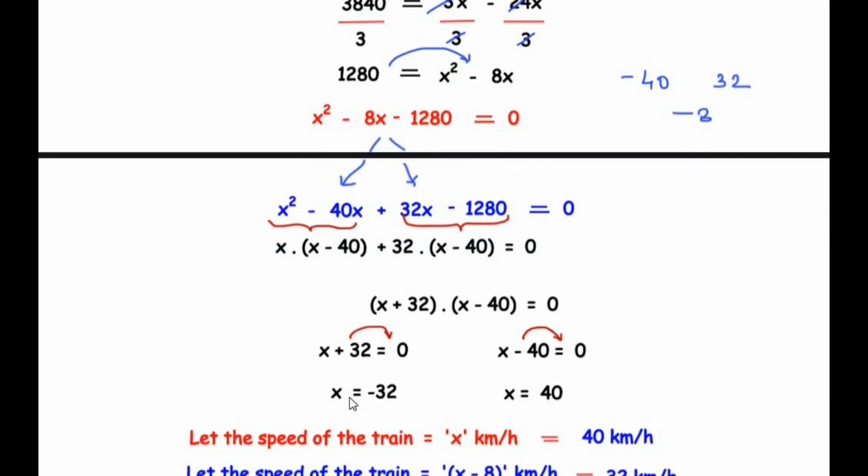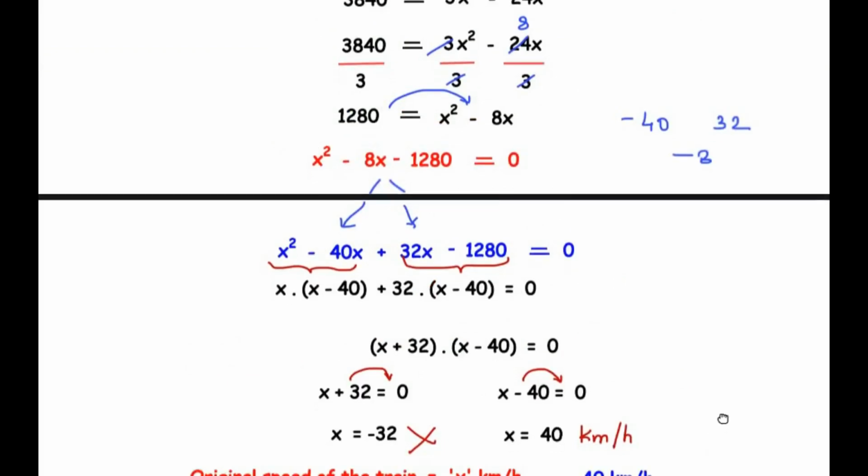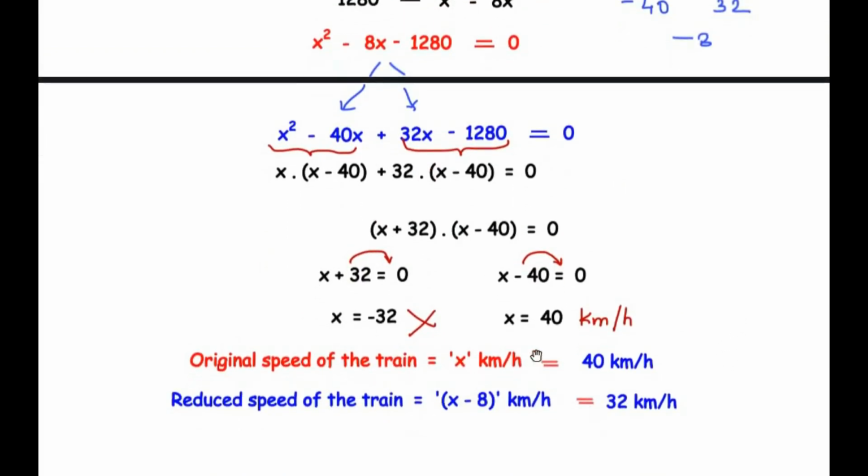Now remember, x is the speed, so the speed cannot be negative. So we are going to discard this number and take x is equal to 40 kilometers per hour. So here they had asked us to find out the original speed and the reduced speed. So here we have the original speed of the train as x kilometers per hour. That is going to be x equal to 40 kilometers per hour. And reduced speed of the train was considered as x minus 8. So x is 40 here. So 40 minus 8 gives us 32 kilometers per hour.